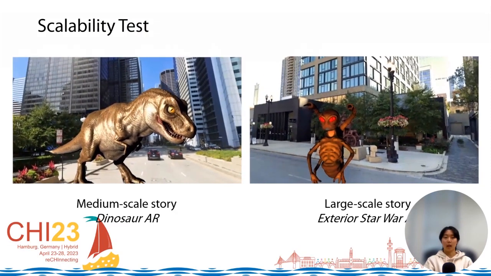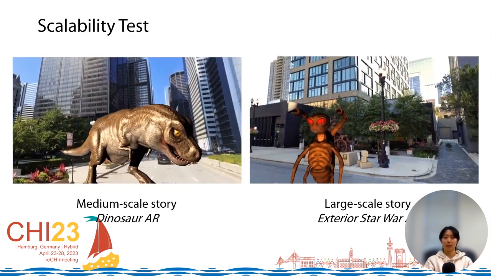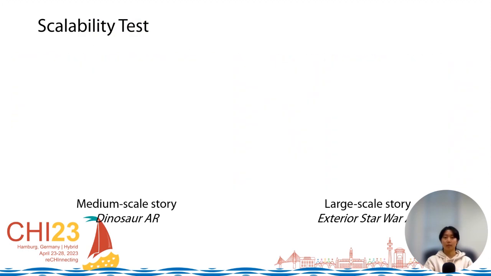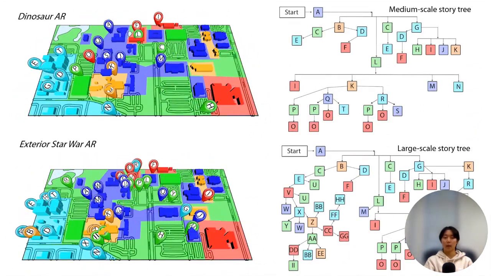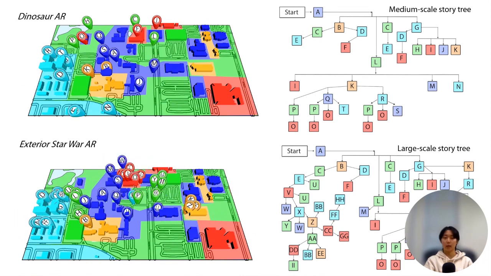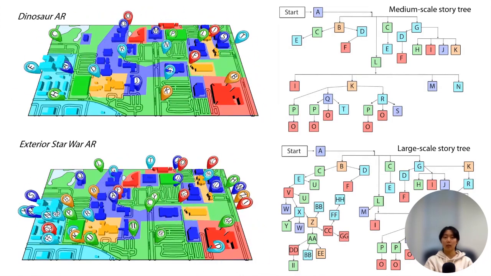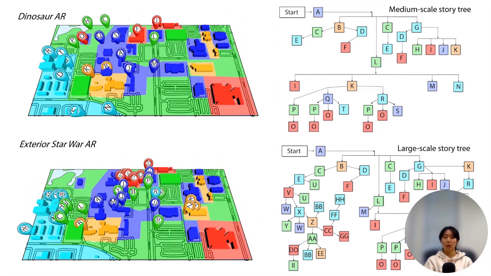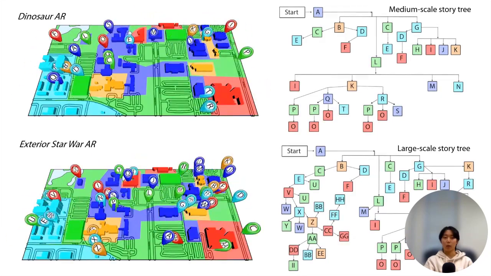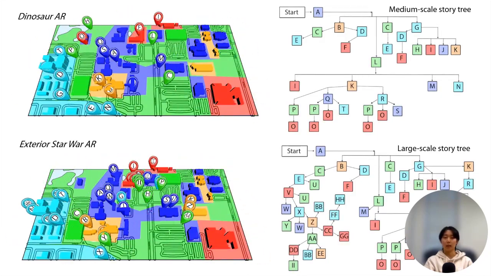We tested our approach using 2 additional stories of larger scales. The Dinosaur World AR story has 20 events and 30 story branches, and Exterior Star Wars AR has 38 events and 45 story branches in total. The result shows that our approach can scale and accommodate more complex narratives.